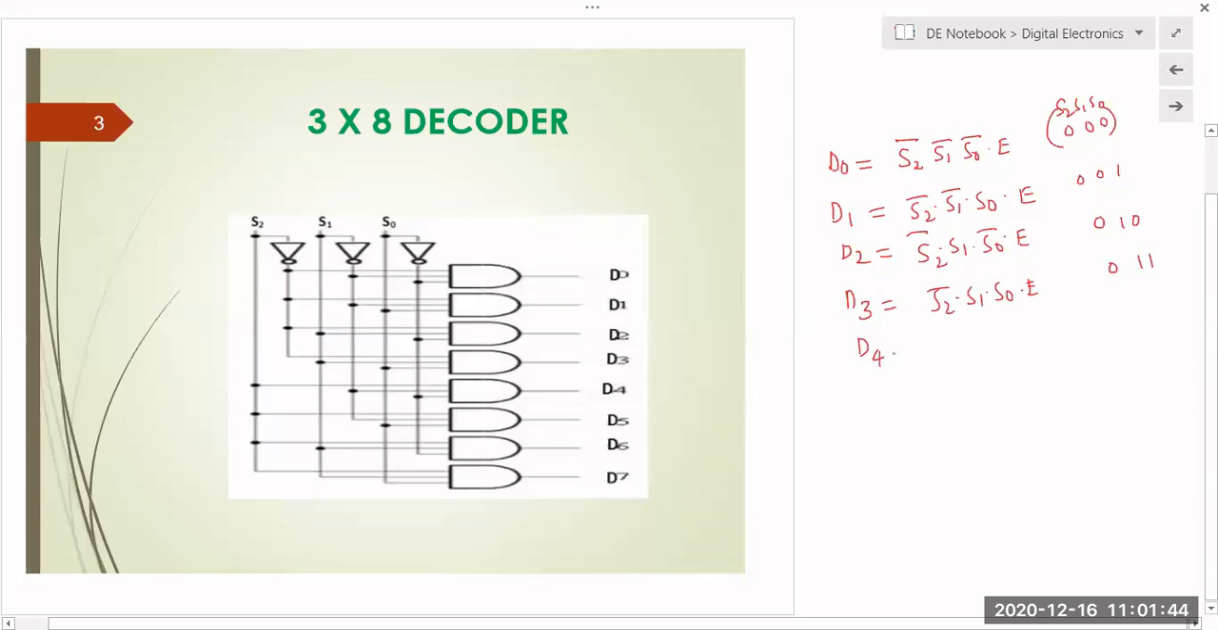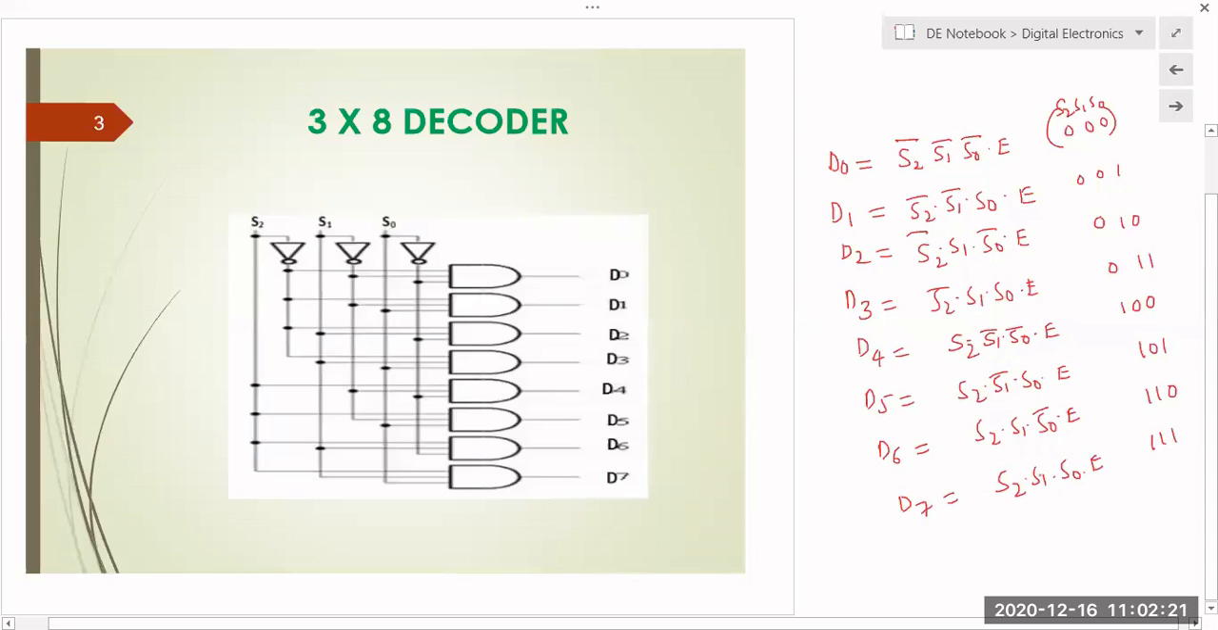Next, D4, 1 0 0, is nothing but S2, S1 prime, S0 prime, E. Next D5, 1 0 1, is S2 S1 prime S0 E. D6, 1 1 0, is S2 S1 S0 prime, E. D7, 1 1 1, is S2 S1 S0 E. Clear, right? Yes, sir.